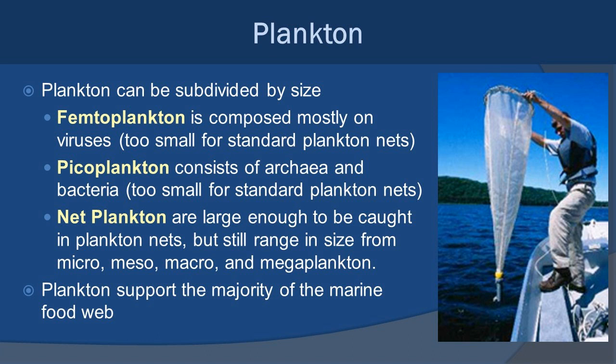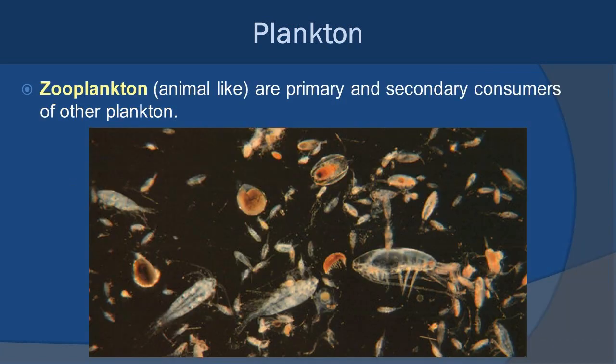Now, there's then a big category of what we call net plankton, and net plankton is large enough to be caught by our standard plankton nets. And we are going to talk a little bit more about plankton nets a little later on. It's important to note that these size categories are not evolutionarily linked. They're not phylogenetic. It's just based on sizes. But also to note that all categories of plankton support the majority of the marine food web.